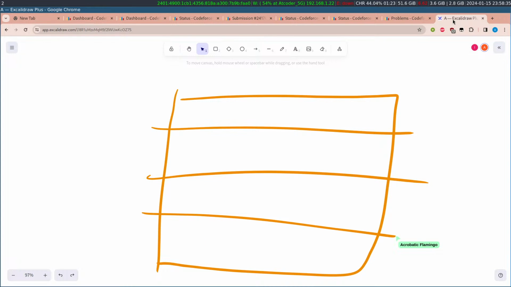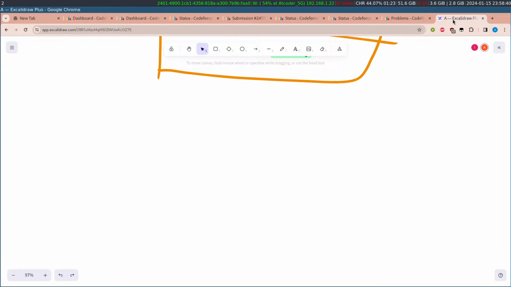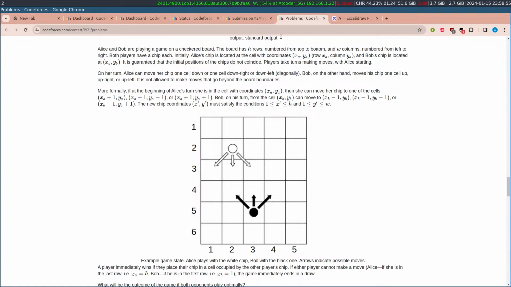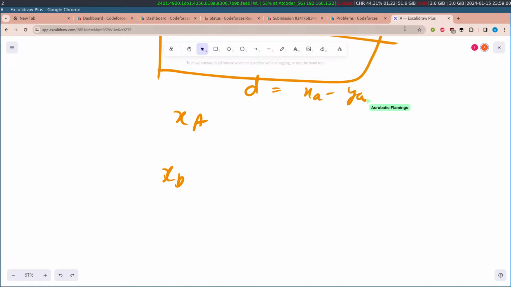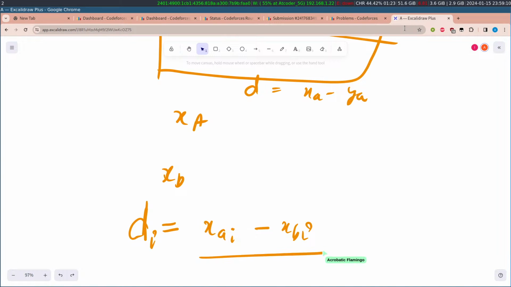The x coordinate of Alice is xa, and the x coordinate of Bob is xb. Look at their difference, which is xa minus xb. Let's call the difference di, that is xai minus xbi. Basically, xai and xbi are the x coordinates when we have played i different moves.